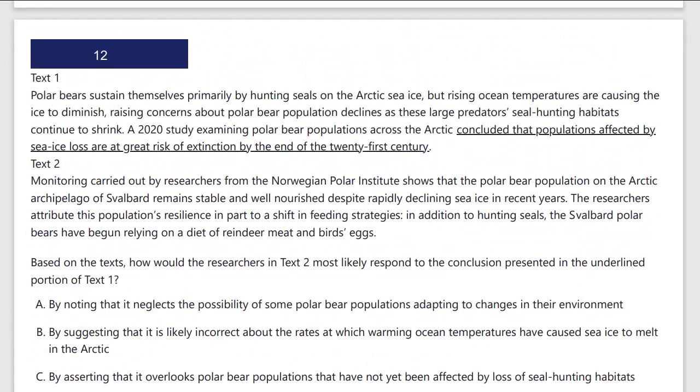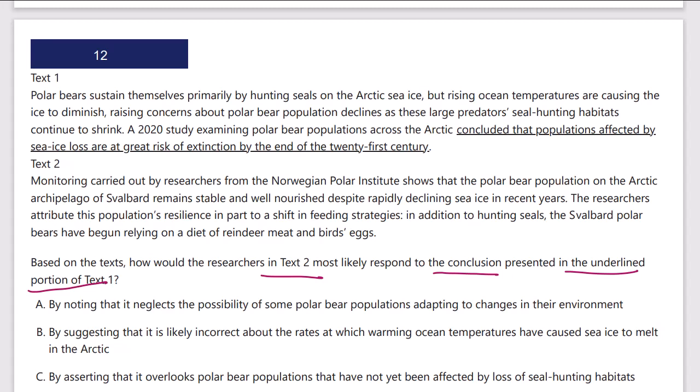Okay, we've got another cross-text connection, paired passage question. And what is the question condition? How would researchers in text two most likely respond to the conclusion presented in the underlined portion of text one? So this is pretty typical, but we want to focus on the underlined claim in text one. So what do we have here?